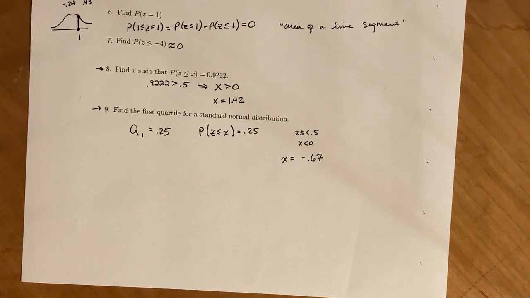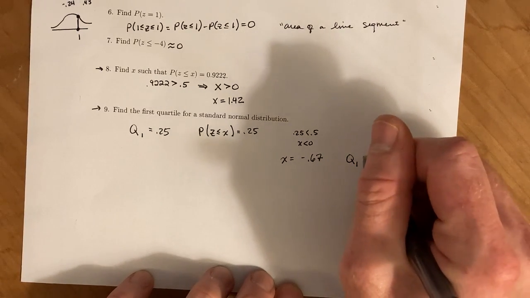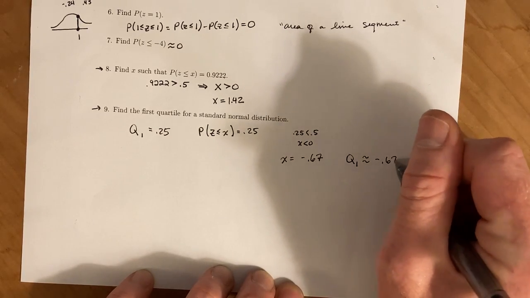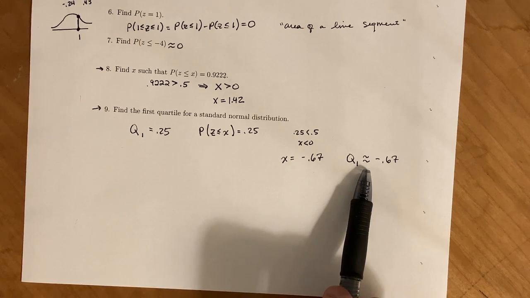But we were off by just a little bit. And so our Q1 is going to roughly be about negative 0.67. It's probably closer to negative 0.675, just because those two numbers that we were deciding between are almost about the same distance away from 0.25. There's a little bit of discrepancy, so that's where this approximately comes into play.